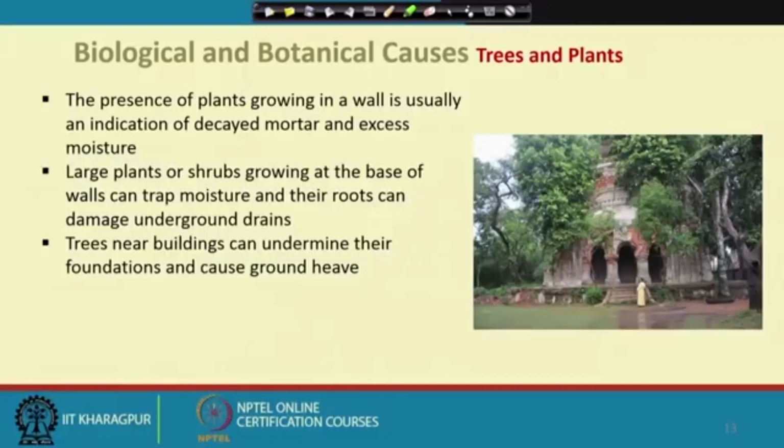And trees near the buildings can undermine their foundation and also cause ground heave, because when the trees spread a network under the surface, depending on which soil and where, it can cause a ground heave, which again puts a thrust on the structure.